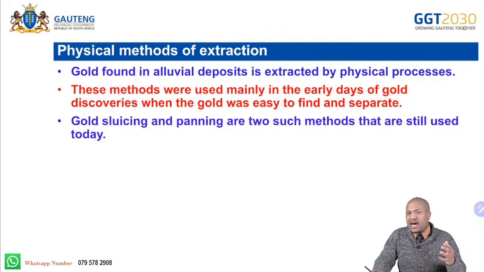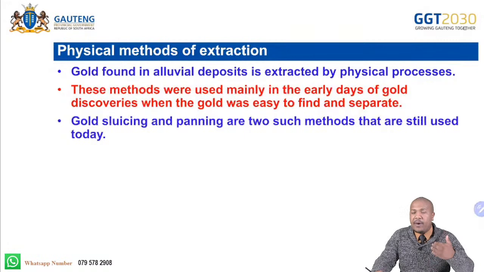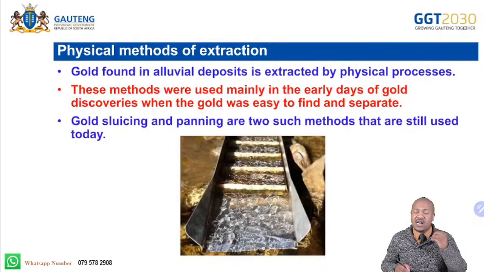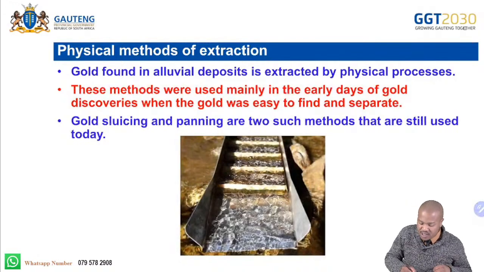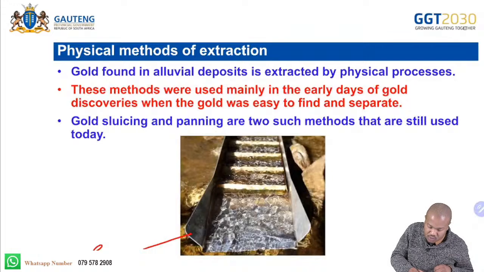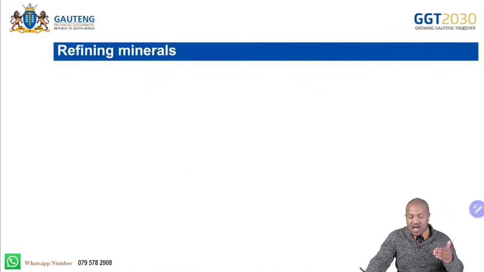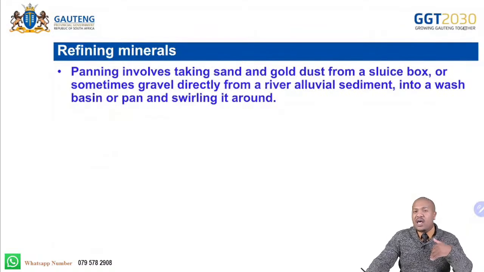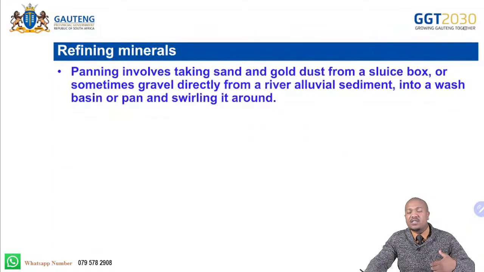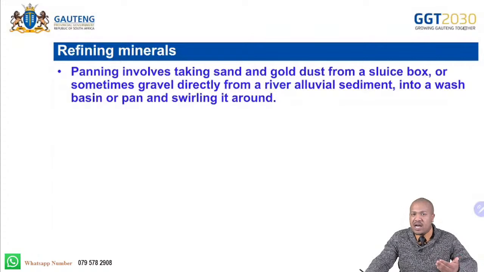The processes are gold sluicing and panning. These are the two methods that are even still used today in order for us to be able to extract gold. So this is what? A gold sluice. A gold sluice is used to be able to extract gold. Also, panning is one of the processes that is used to extract gold.